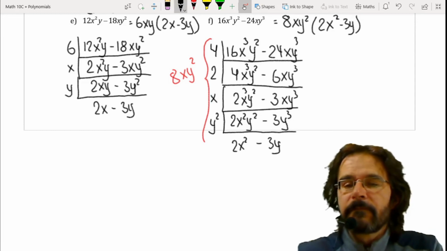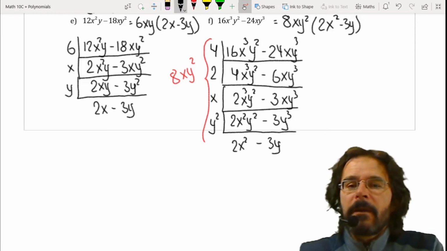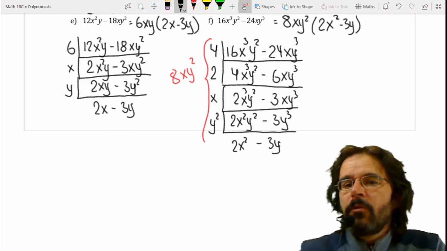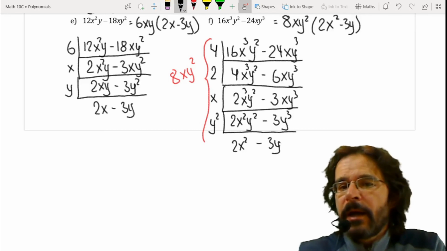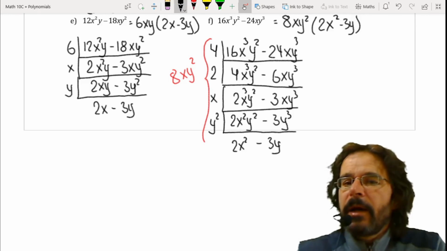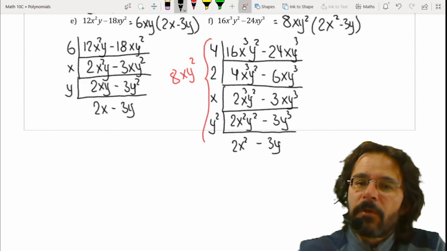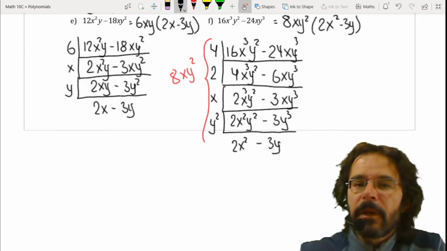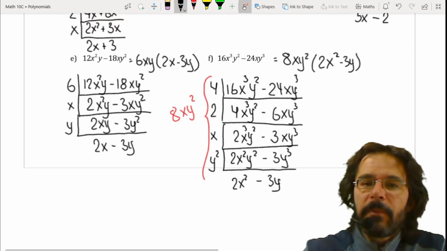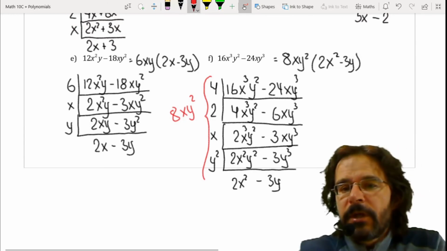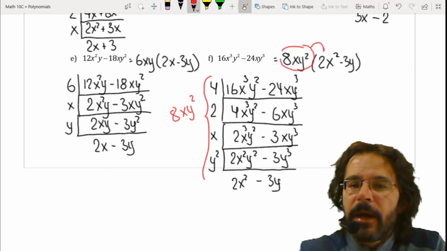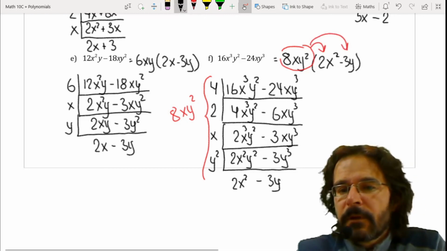Like that. Now, what we can do here to check if our answer is correct, we can go backwards. Once we have our answer here, we can multiply this out and see if we recover that original expression. What that means is that I would apply the distributive property. I would take the 8xy squared and multiply it back into the bracket. We can do that here, so we can check.